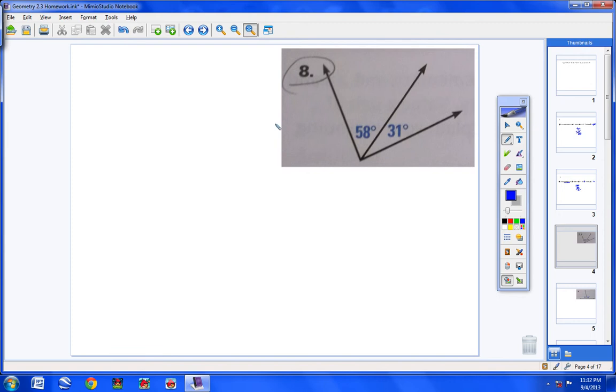All right, moving on to numbers 8, 9, and 10. The directions say, determine whether the angles are complementary, supplementary, or neither, and then tell whether they're adjacent or non-adjacent. So let's start with number 8. Let's add these two together. When you add 58 plus 31, you get 89 degrees. So we know they're not complementary or supplementary, so we're going to say they are neither comp or sup.